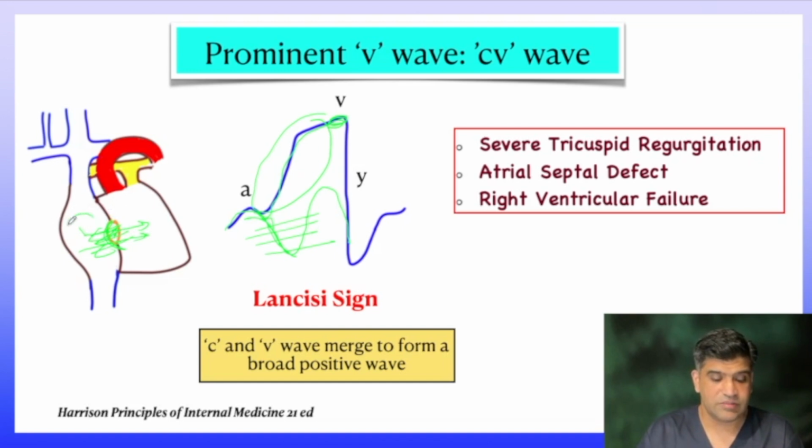There is an atrial septal defect. If there is an atrial septal defect, the blood from the LA will quickly come to the RA, and it will not allow the right atrium to relax. It will not allow the X wave to happen. So we have severe tricuspid regurgitation, atrial septal defect and right ventricular failure as the causes of CV wave. So this CV wave is caused in these three: severe TR, ASD and right ventricular failure. This prominent CV wave is also called the Lancisi sign. Important terminology to be remembered.